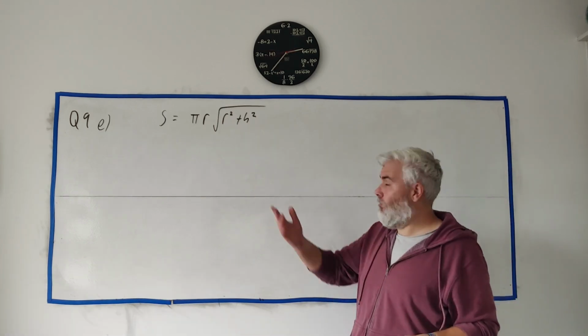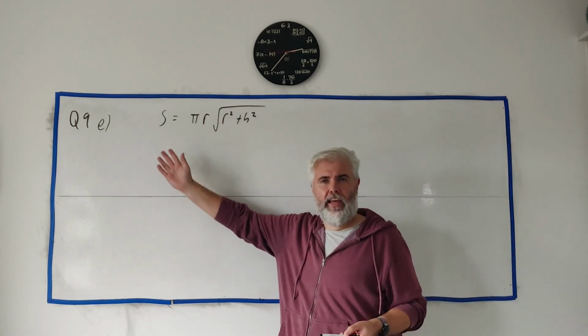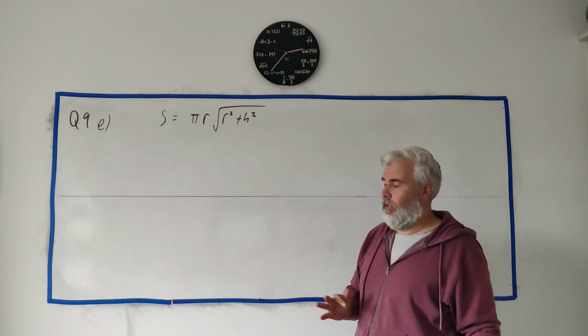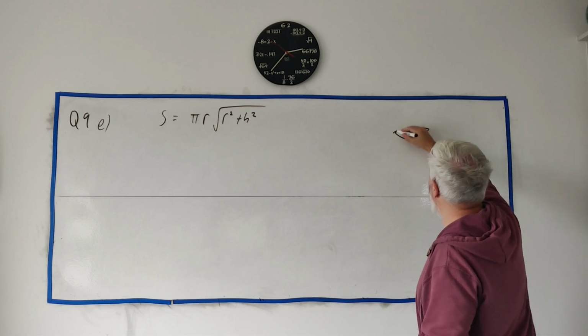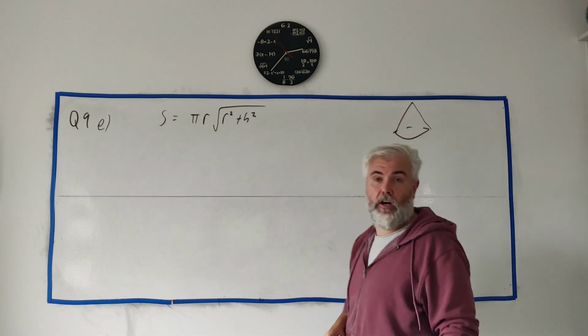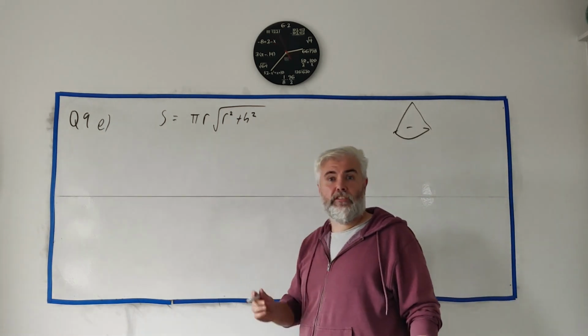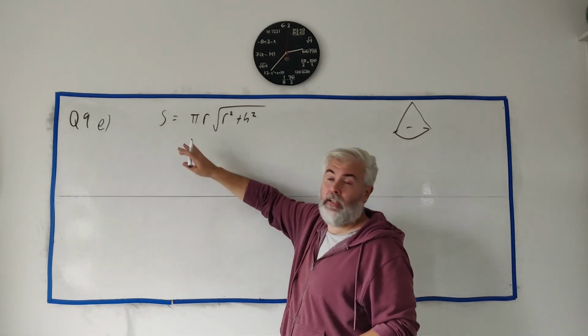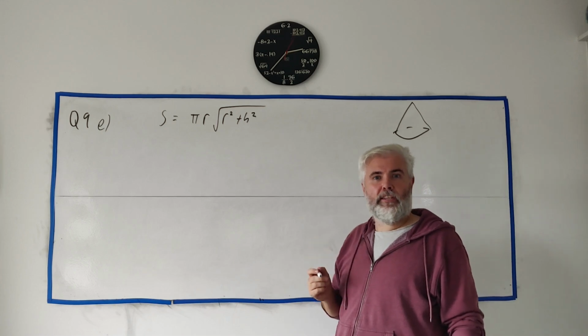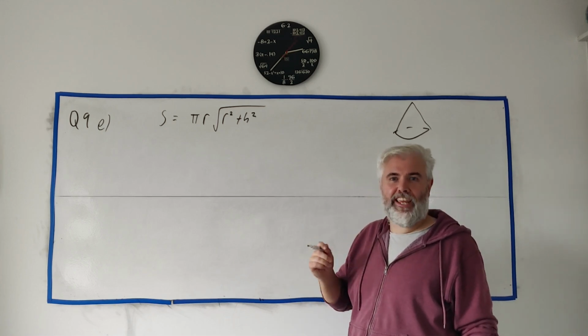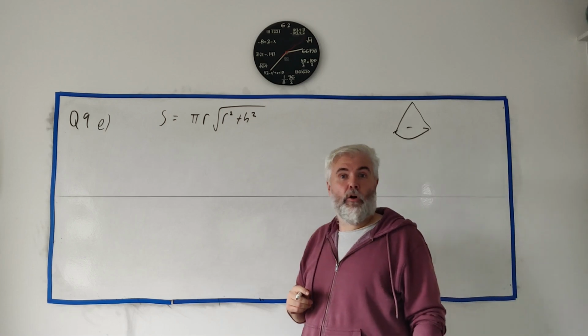Okay, in part E, they give us this formula here of S, where S is the curved area of a cone. They don't draw it, so we don't really need it. They just simply ask us to rearrange this where H is on its own. Rearrange this to write H in terms of S, r and pi.